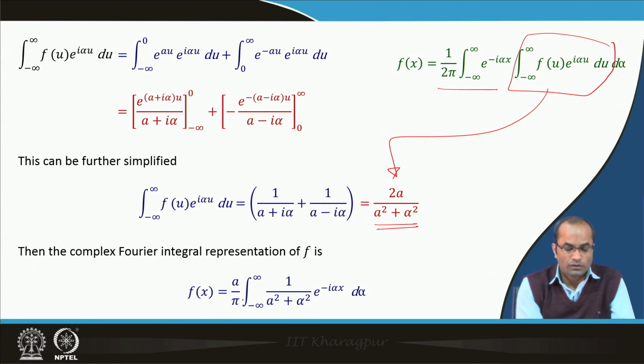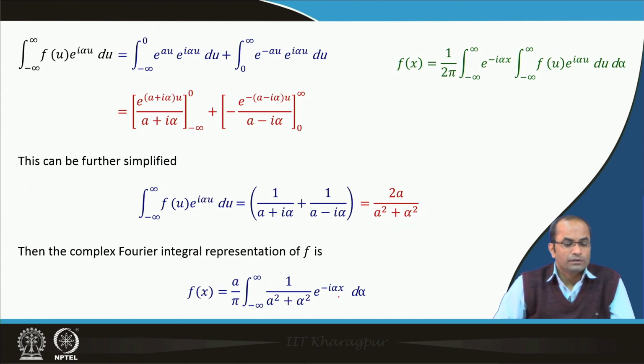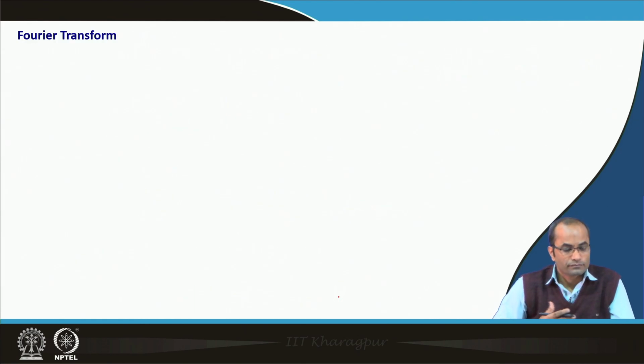So, we can substitute that. This 2 will get cancelled with this 2 pi. So, we have a over pi outside, and then 1 over a square plus alpha square e power minus I alpha x d alpha. So, this is the complex representation of this Fourier integral, and now we can move further to introduce what is the Fourier transform.